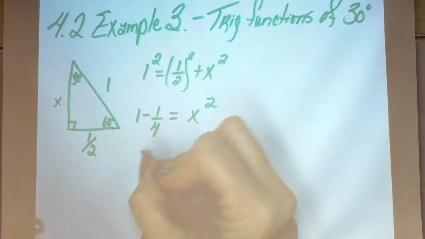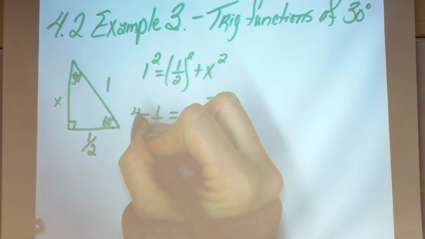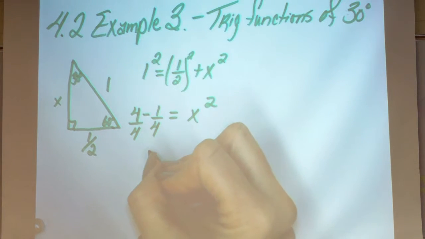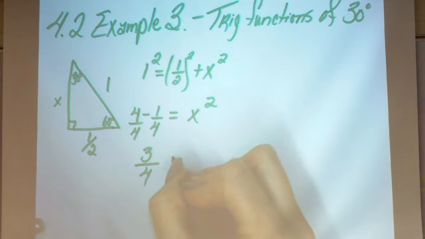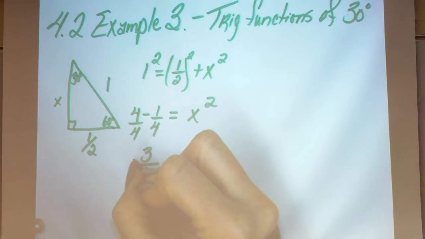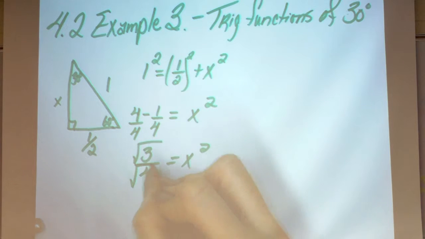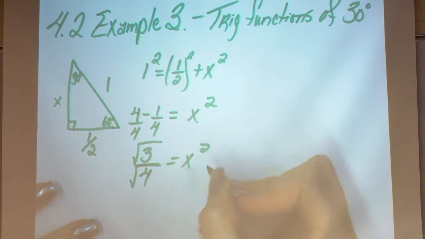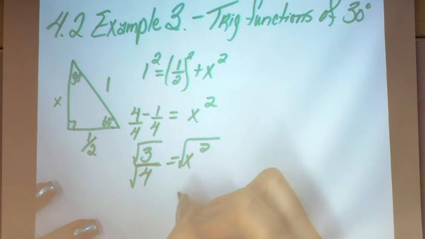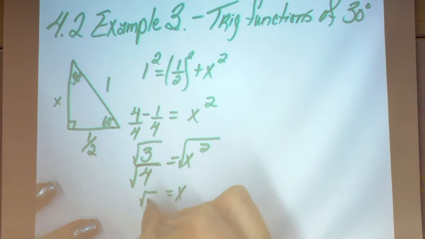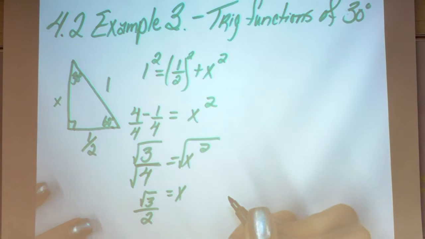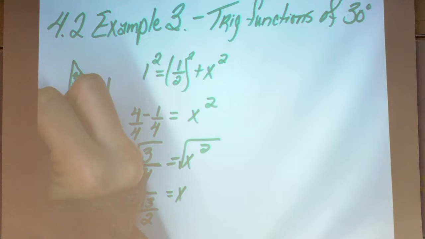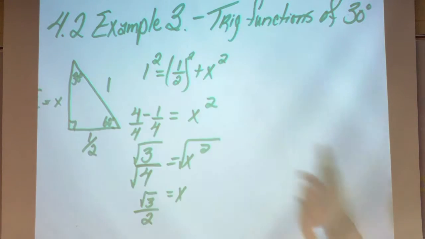1 subtract 1/4. If I change this to 4/4, because 1 is the same thing as 4/4, I would end up with 3/4 equals x squared. And then I would need to find the square root of 3/4. Okay? So I end up with x equaling the square root of 3 over 2. So my x is the square root of 3 over 2.